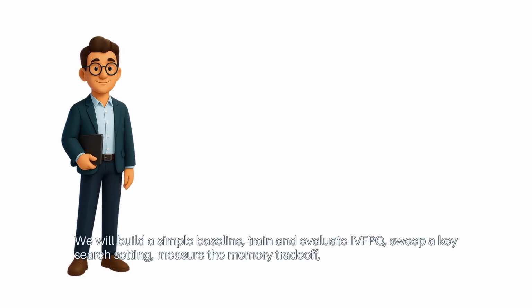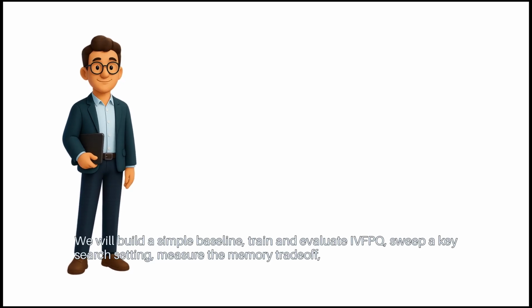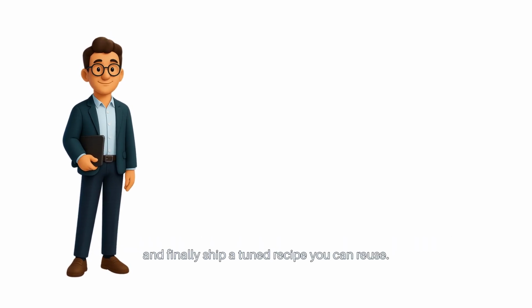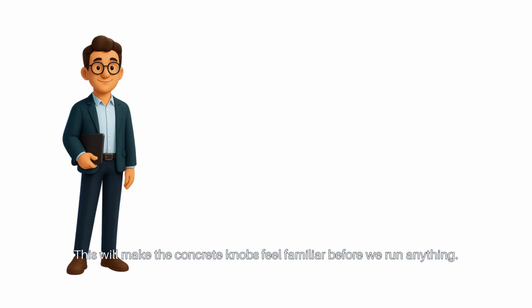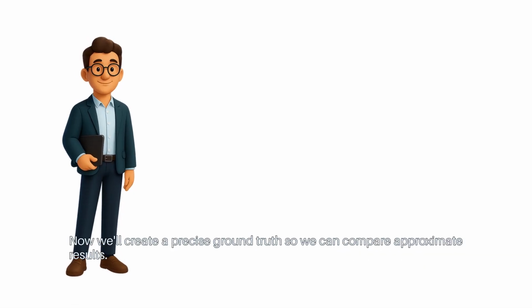We will build a simple baseline, train and evaluate IVFPQ, sweep a key search setting, measure the memory trade-off, and finally ship a tuned recipe you can reuse. This will make the concrete knobs feel familiar before we run anything. Now, we'll create a precise ground truth so we can compare approximate results.